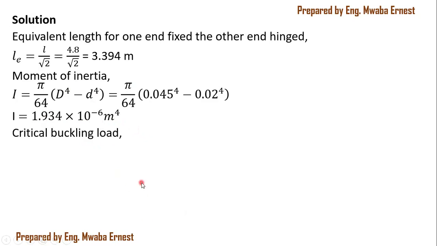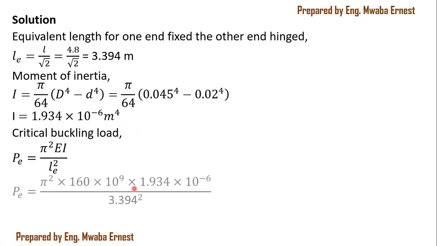Then let's go to the buckling load. The buckling load PE is equal to pi squared EI over equivalent length squared. So pi squared times our E, which is 160 times 10 power 9, times I, which is 1.934 times 10 power negative 6, then divide by the equivalent length squared. The equivalent length, we found it to be 3.394, so 3.394 squared. And there is our load: 265,126.12 newtons.